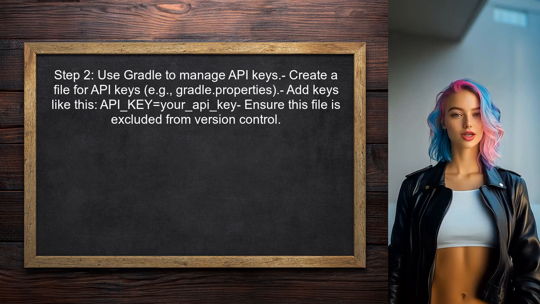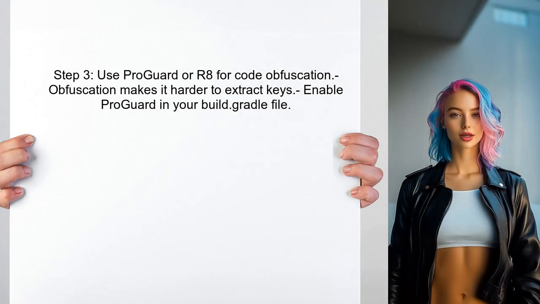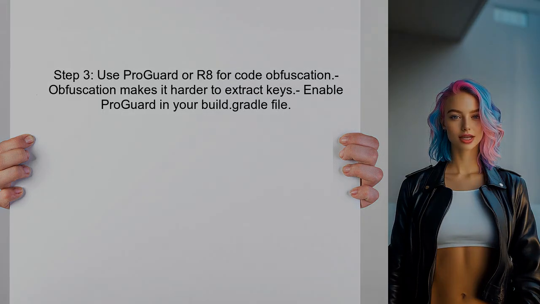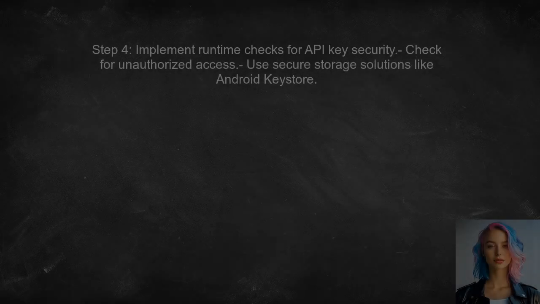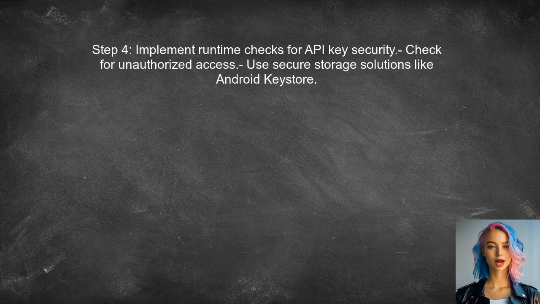This involves creating a separate file to store the keys and ensuring that this file is not included in version control. Additionally, the user should consider using ProGuard or R8 to obfuscate the code. This makes it more difficult for anyone to extract the API keys from the compiled application. Finally, the user should implement runtime checks to ensure that the API keys are not exposed. This can include checking for unauthorized access or using secure storage solutions.